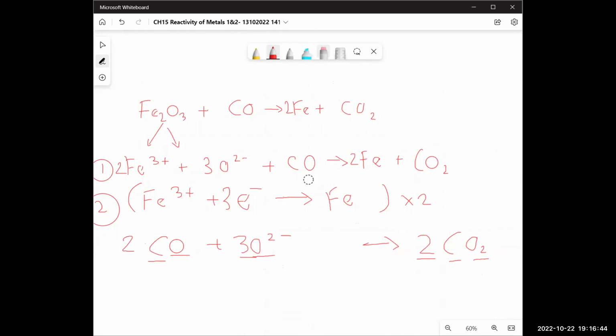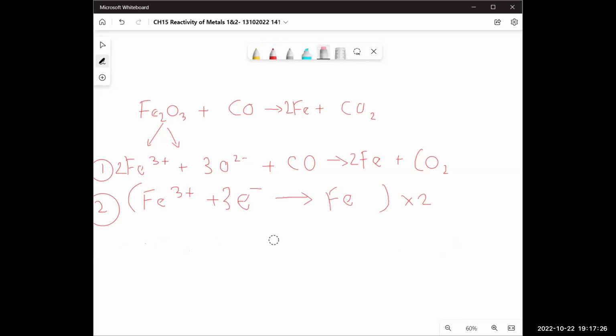So we have 2 carbons. We have 2 carbons, and 5 electrons, 5 oxygen. So to balance this, you'll have to double it one more time. Now count: 4 carbons, then we have 10 and 8.